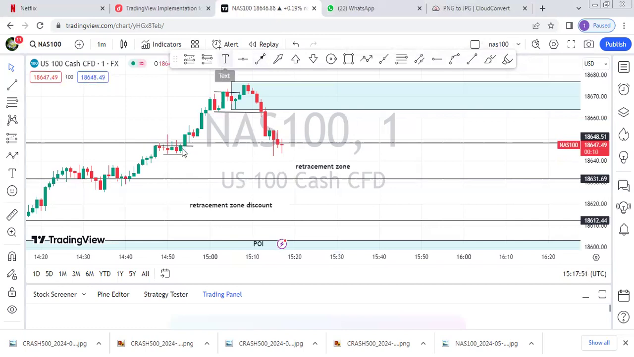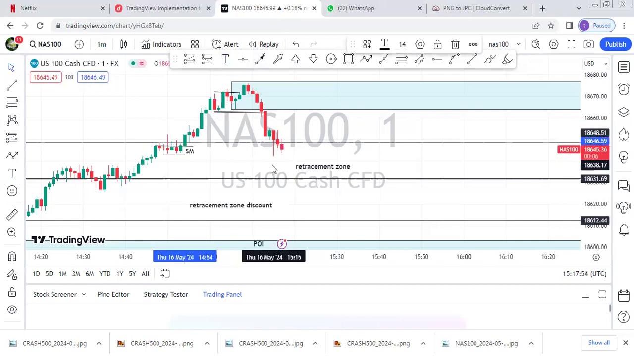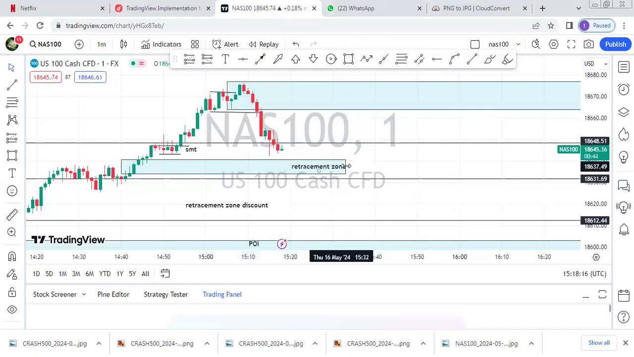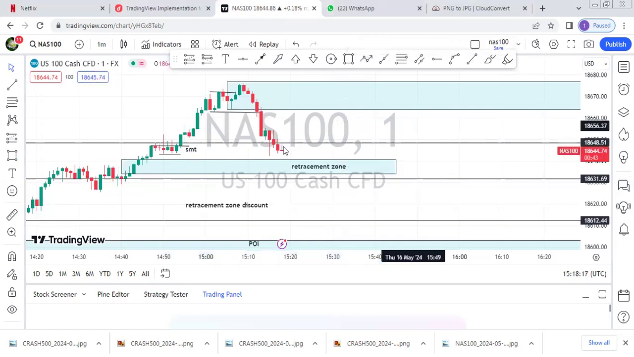It's just an SMT here. This subset of SMT that we created. So we're taking out this SMT. That's why I was looking for it to clear this imbalance that we have here as well. Okay, this whole imbalance. That's the target that I expected the market to come retrace back here, and then shoot back. Okay, that's what I expected. So let's see what's going to happen there.